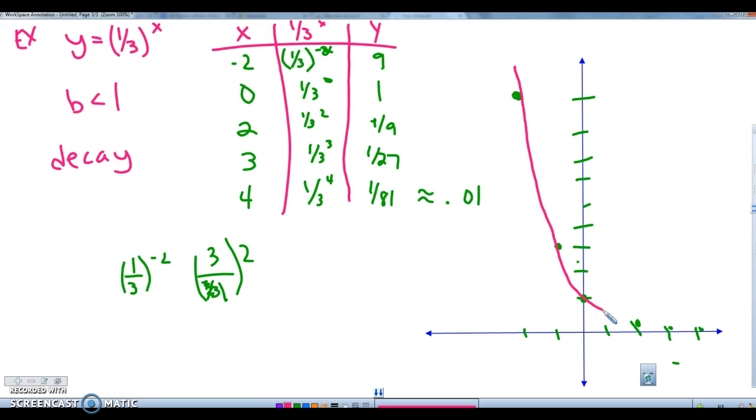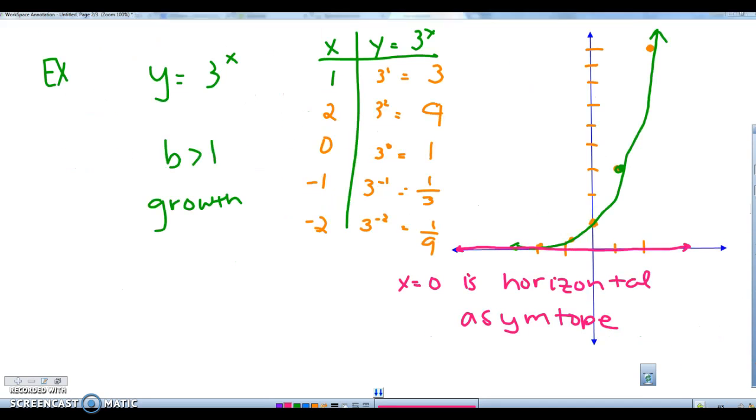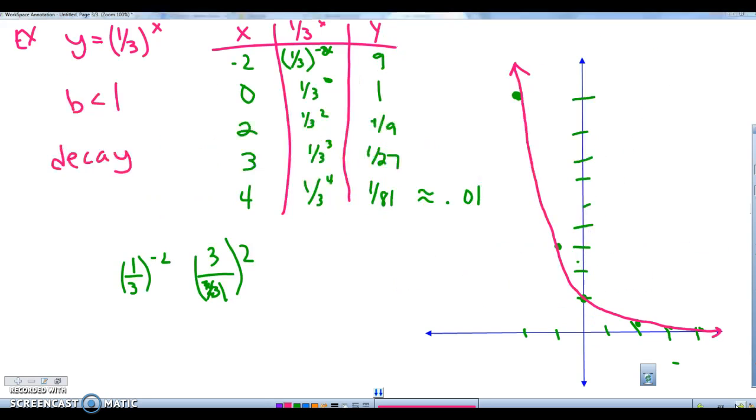So now my exponential function, when I connect my dots, will look like this. So decay faces the opposite direction from how growth faced. Okay? It's as if it had flipped over the y-axis and now is a mirror image.